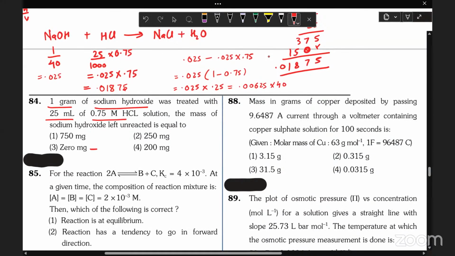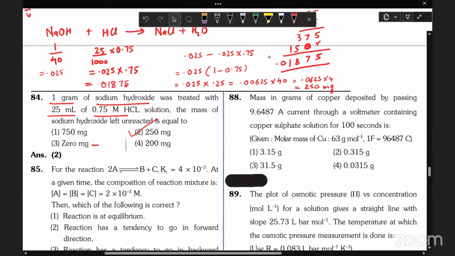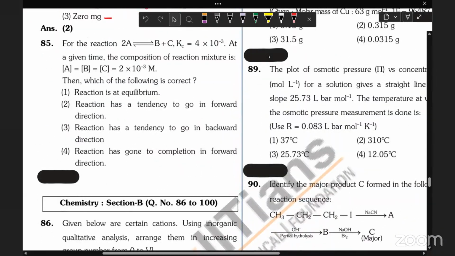Multiplying it with 40, 0.00625 into 40, that will be nothing but 0.25 grams, and I have to answer this in milligrams. So the final answer is coming out to be 250 milligrams. So option number 2 seems to be the correct answer. Let's see. Oh, yes, that's true. The calculation was a little tricky, so you have to bear with it. You have to take a calculated call when you're doing the exam. You need to have your eye on the time, and if you feel like the time is running fast and you have little less time, keep these questions for the end, right?